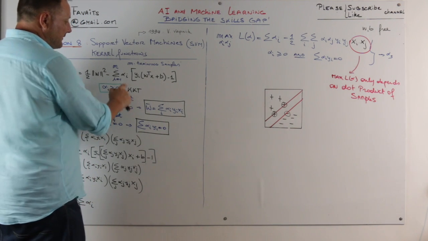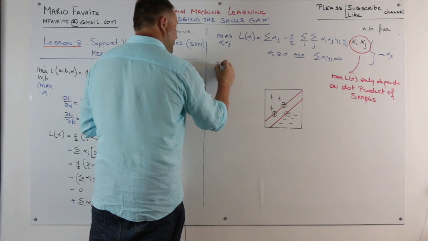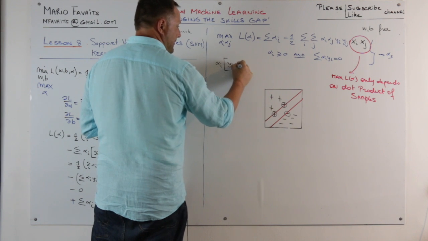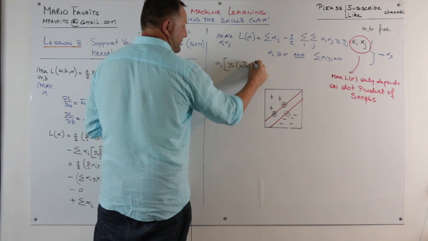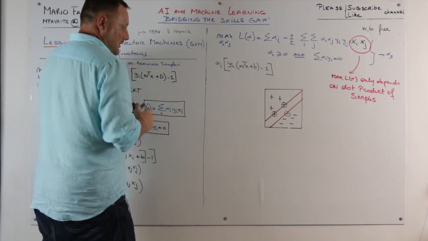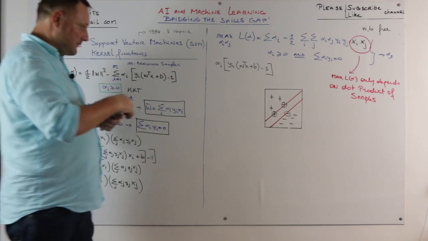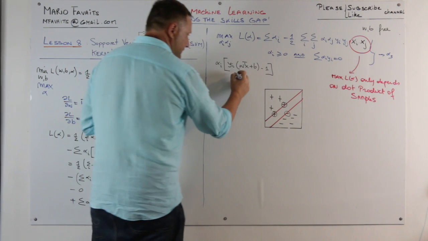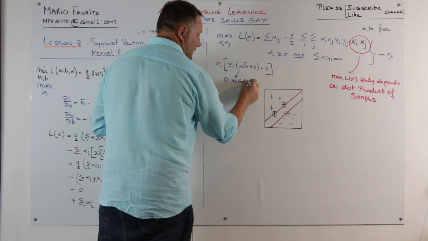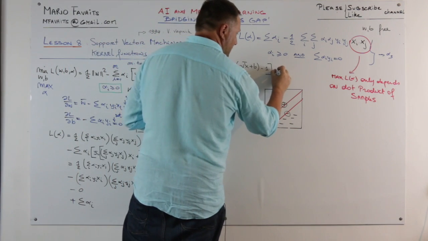Now there are a few other things. Look at this expression here. We have alpha i times yi times w transpose x plus b minus 1. And we know that this expression here is 0 in the gutter. We said it a few minutes ago. 0 in the gutter. This is the gutter between the red lines.